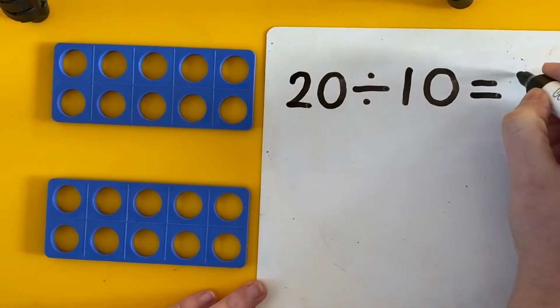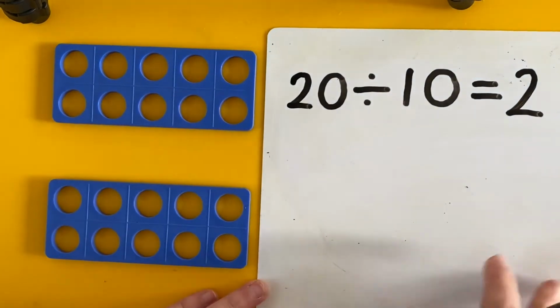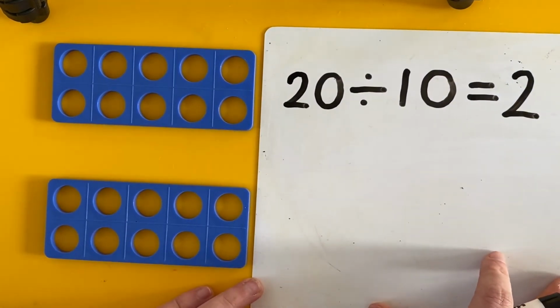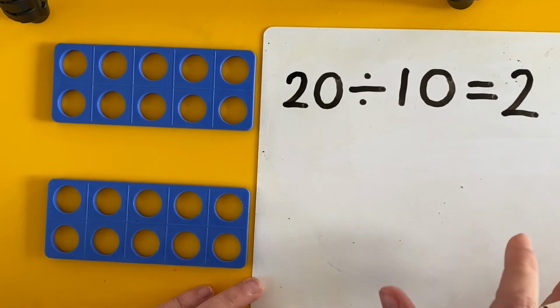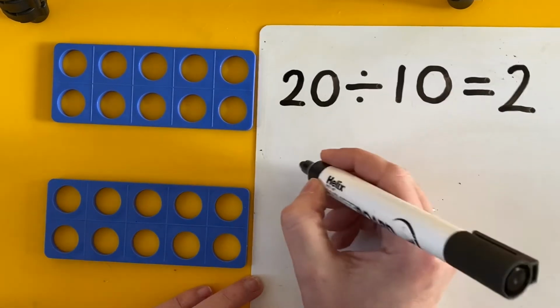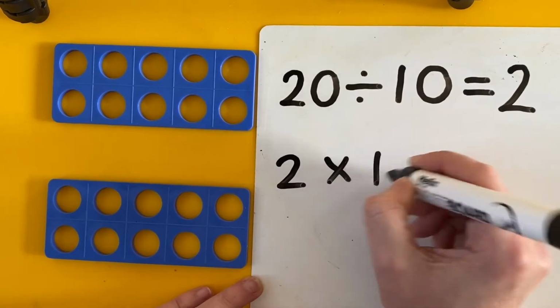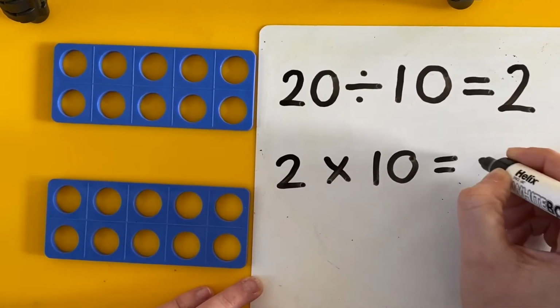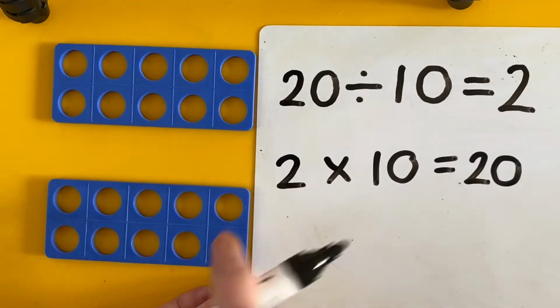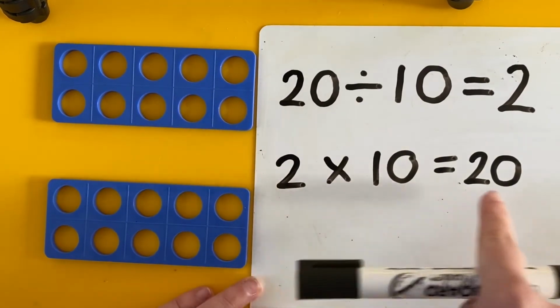We have got 2. And I wonder if you know what that multiplication calculation is that is its partner. You can pause the video now if you want to have a go at writing it down or saying it out loud. 2 times 10 equals 20. 2 lots of 10 equals 20.